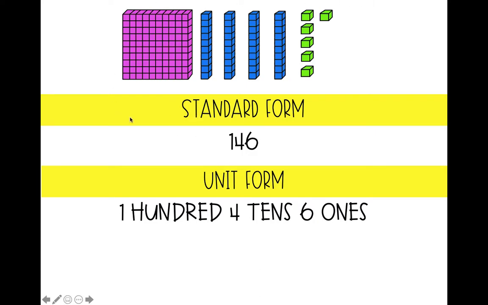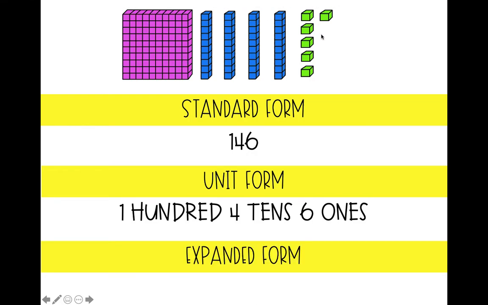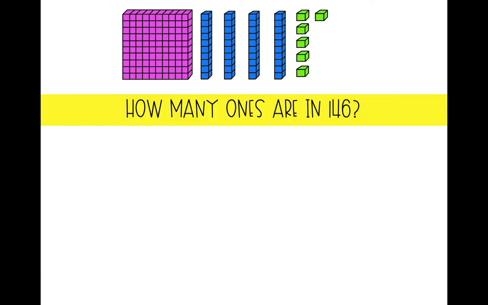We broke up our number into its units of hundreds, tens, and ones. What about our expanded form? Remember, expanded form means we add our units together. So expanded form would be 100 plus 40 plus 6 equals 146. How many ones are in 146? Think about it this way. If we had to draw 146 using only our ones, how many ones would we have to draw?